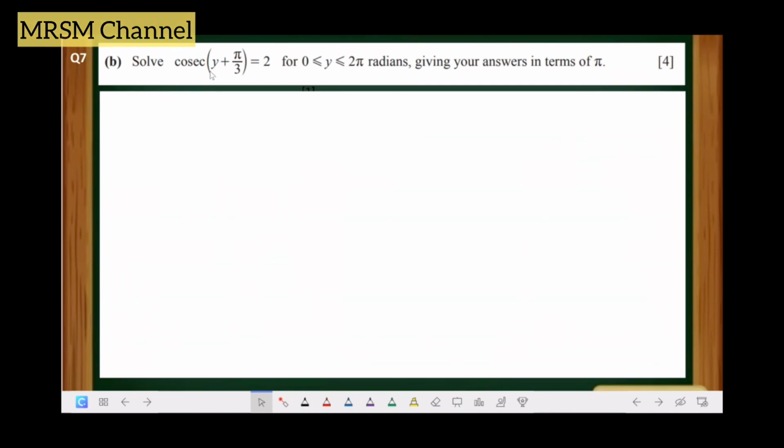The question asks you to find cosecant of y plus pi over 3 is equal to 2. Okay. So the range given is for y, bukan for y plus pi over 3. So kita kena tukar dulu range ni.